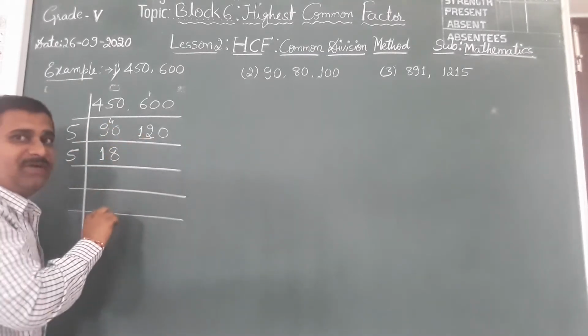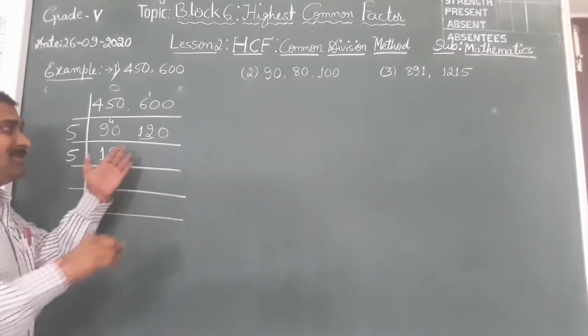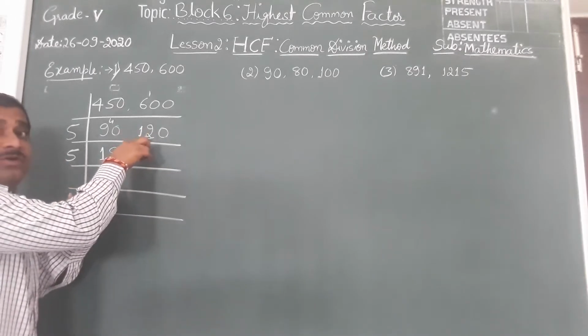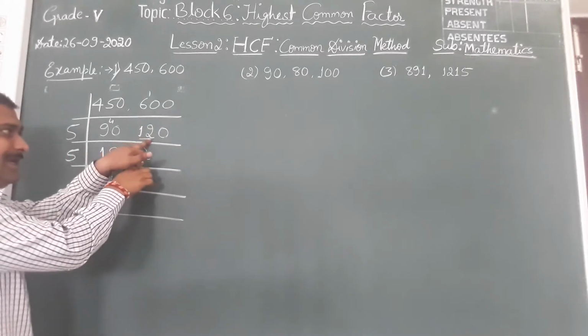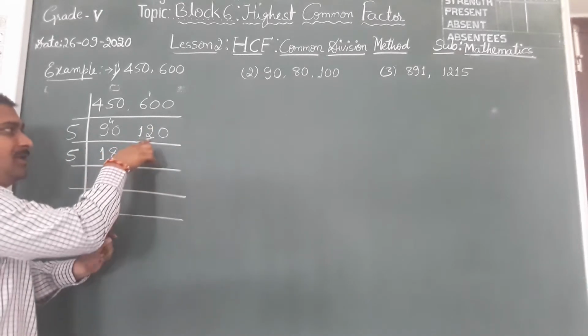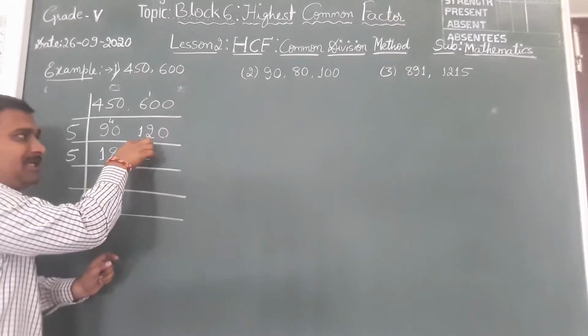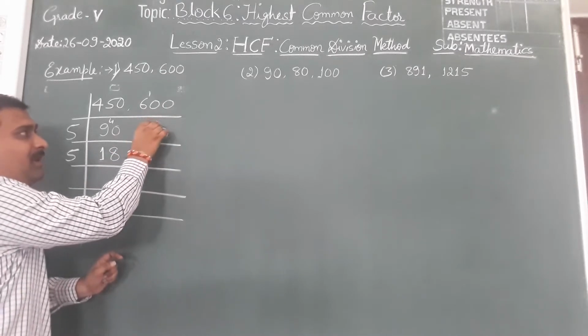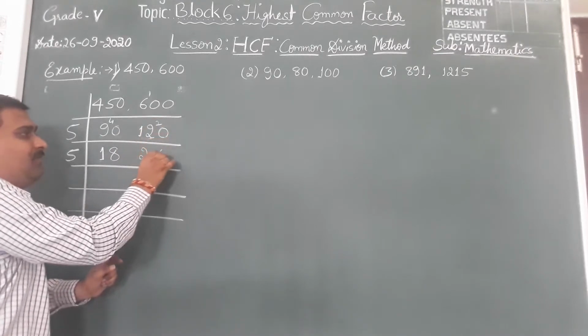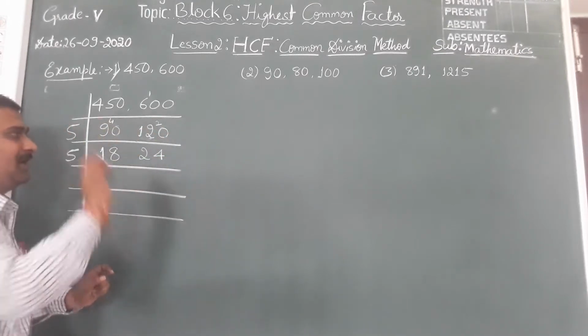There is a number 12. 5 3s are 15, that is more, no? So 5 2s are 10. Out of 12, 10 gone. 2 remains, 20. 5 4s are 20.